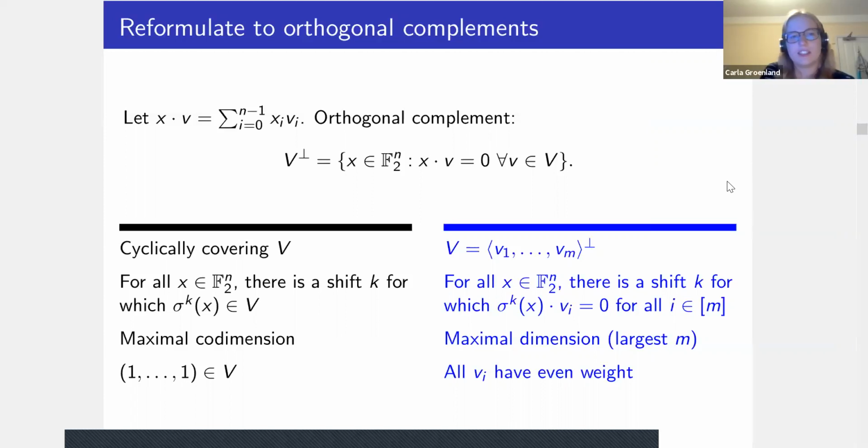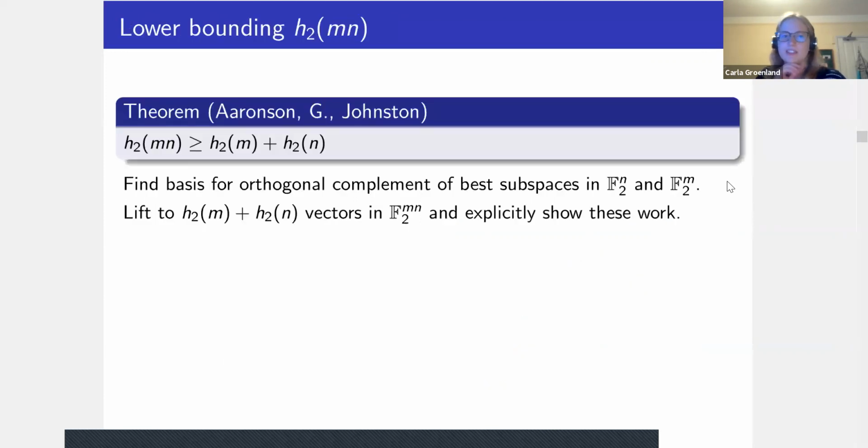Okay, so this is the formulation that we looked at. And one of the first things was that we tried to reprove some of their results in our new formulation. And eventually that resulted in this result of ours. So remember that they lower bounded it by the max of h2 of m and h2 of n. We had several weaker versions of this result first, and eventually we found this quite pleasing result that we can actually lower bound h2 of m times n by h2 of m plus h2 of n.